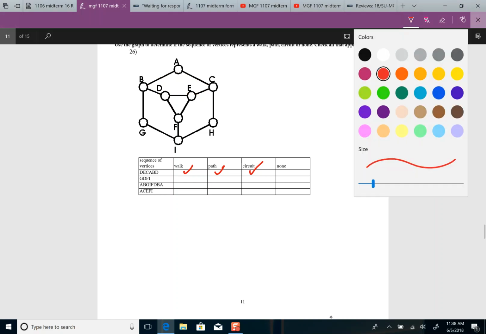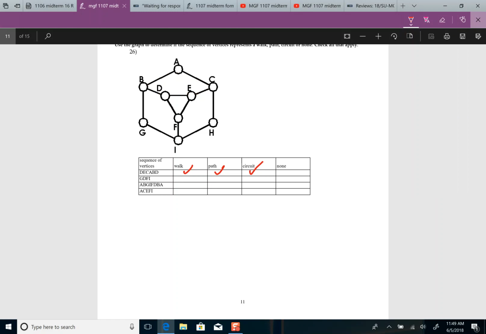So the second one says G to D to F to I. Well, immediately there's a problem. There's no way I can get from G here to D here. There's not a direct edge, so that's a none.